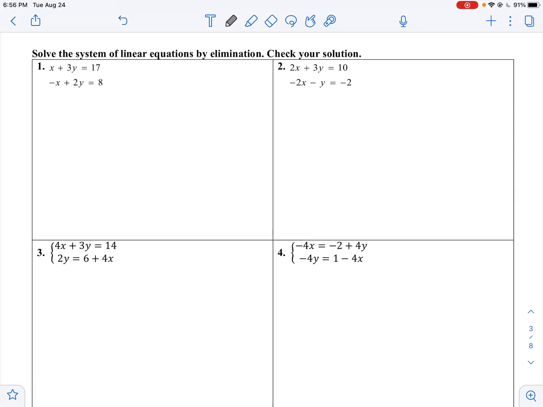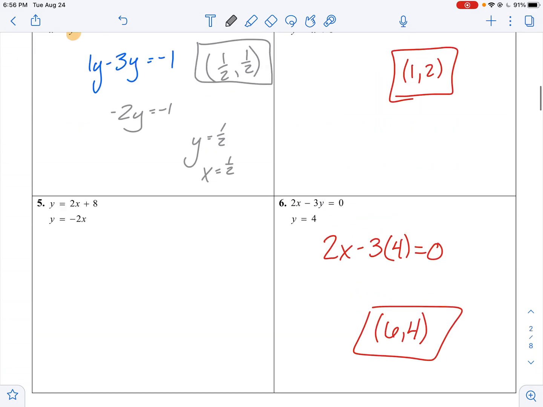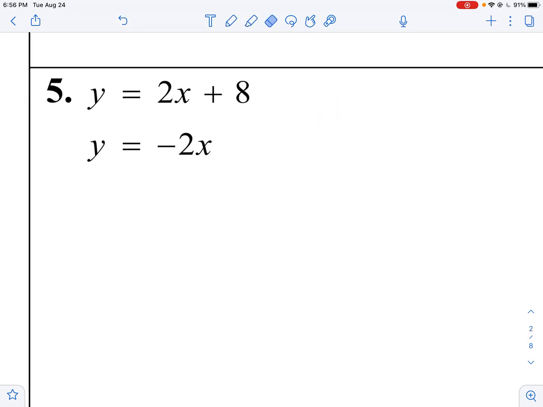We just talked about substitution. I know when to use substitution because I've got variables that are isolated. I will have y equals something. In this case, both of them say y equals something.